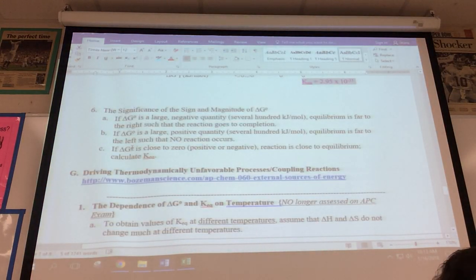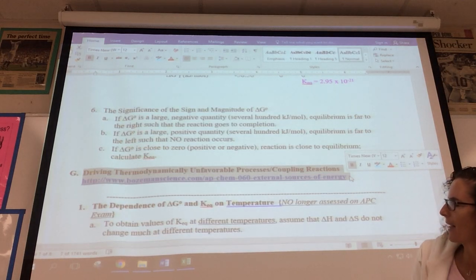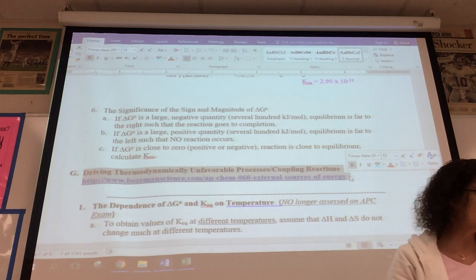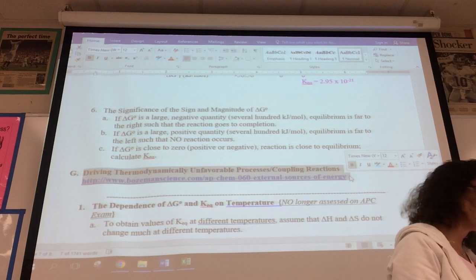The last thing I want to mention, two things. The dependence of delta G and KEQ on temperature is no longer assessed on the AP exam, so we're not going to bother with it. I did put this line in this morning. I don't really think this has been assessed in the last few years, but it is listed as one of the objectives. I have a short little movie clip.